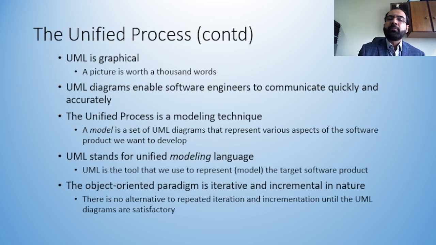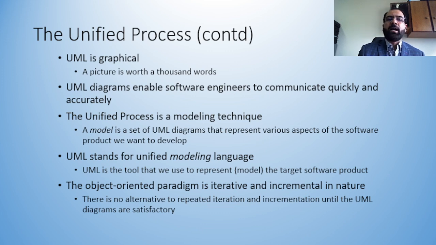The unified process model, when we talk about various phases, you will see later on that all those phases involve various models which are basically defined in UML. And what UML is, Unified Modeling Language, which is graphical in nature, means there are graphical notations which represent a certain artifact. So UML itself is graphical. UML diagrams enable software engineers to communicate quickly and accurately. Why is it important? Because it's a standard model.